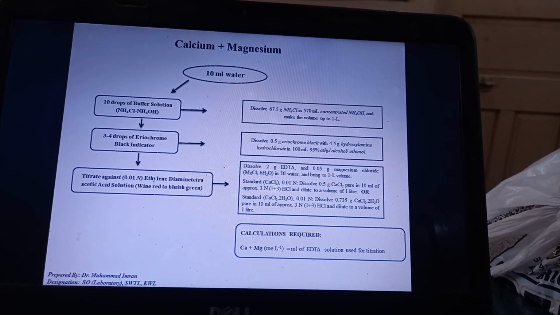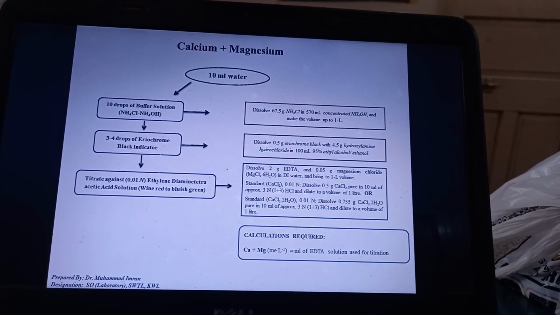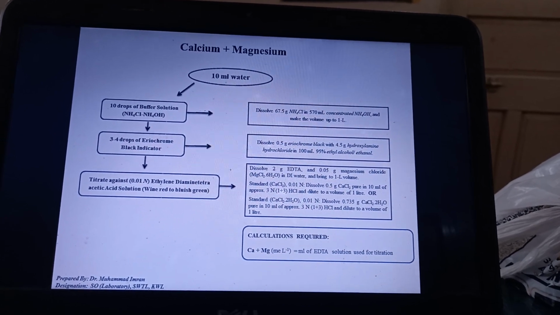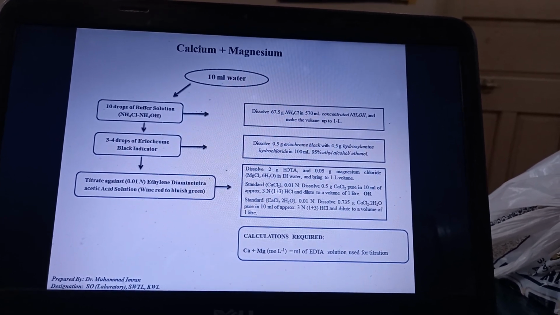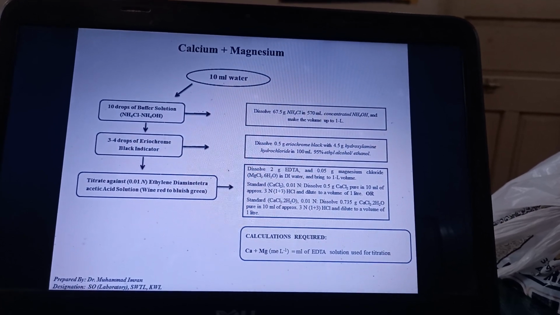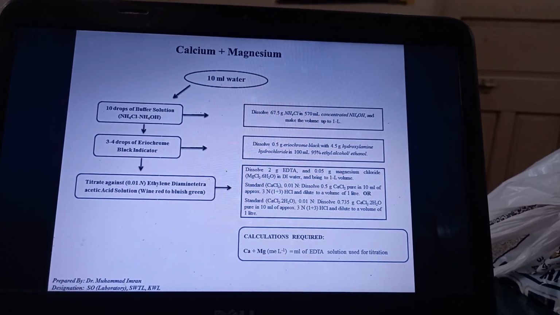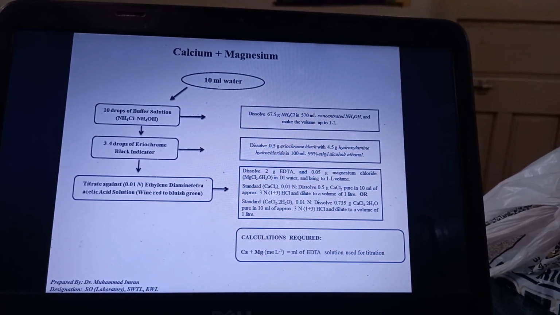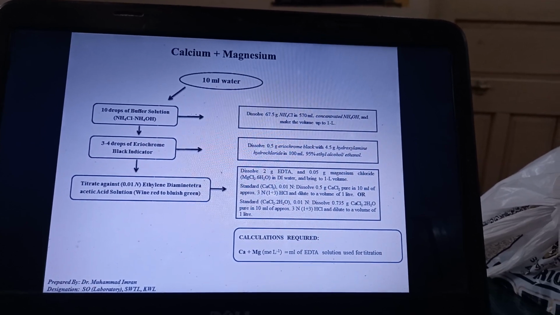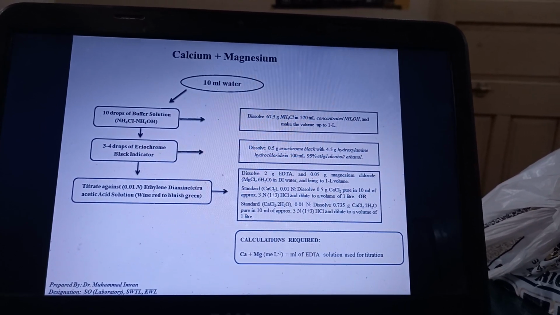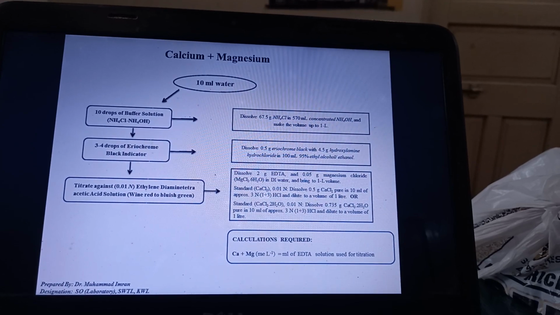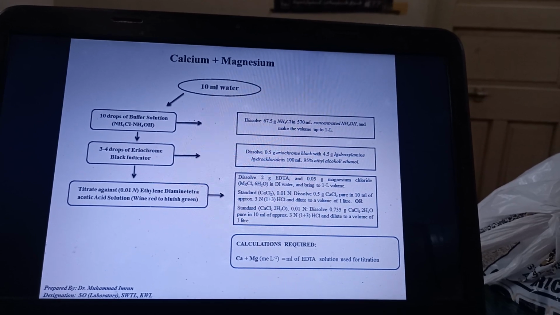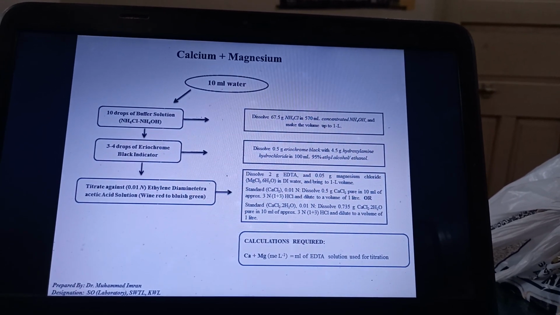Then take 10 ml of water in a china dish by graduated cylinder. After that we put 10 ml of buffer solution and then 3 to 4 drops of EBT, and then titrate it against 0.01 normal EDTA solution from wine red to bluish green color. And calcium magnesium would be determined by how much EDTA solution we use for titration.